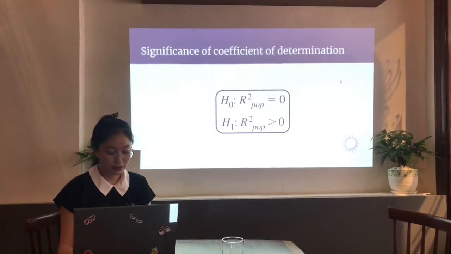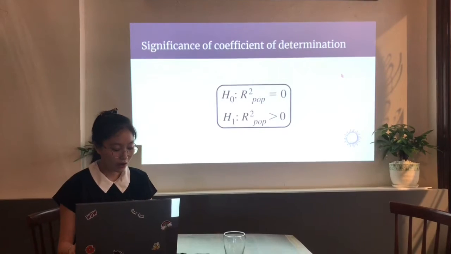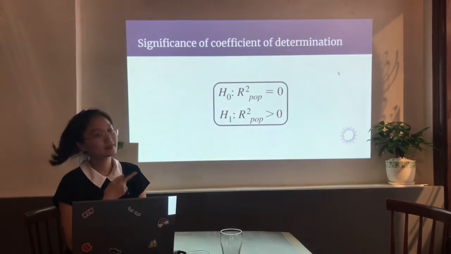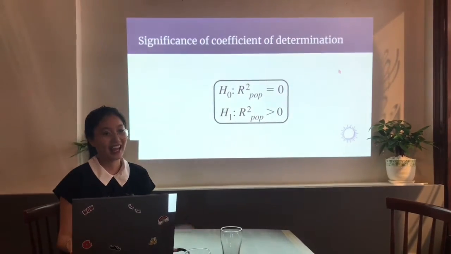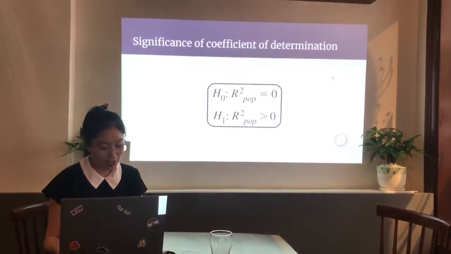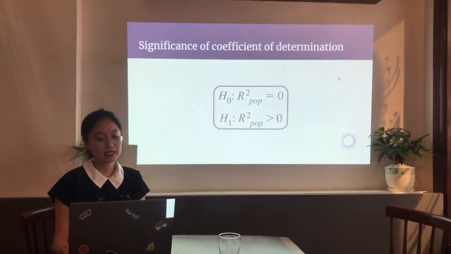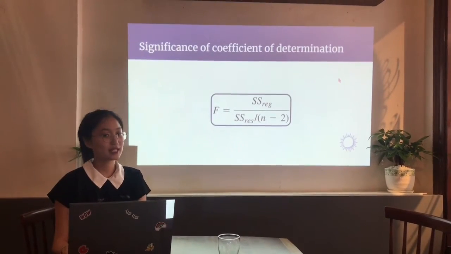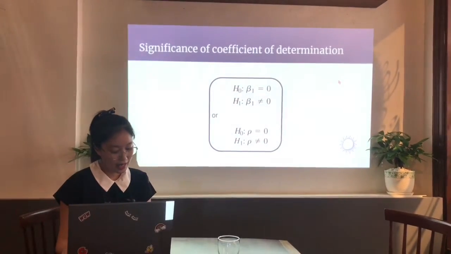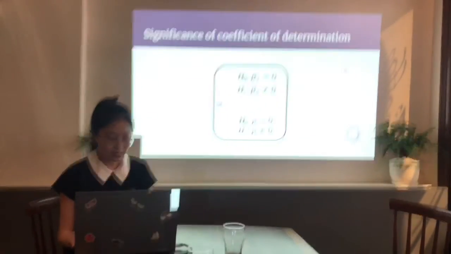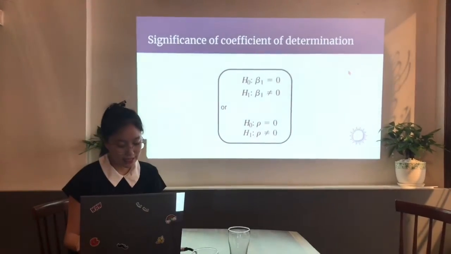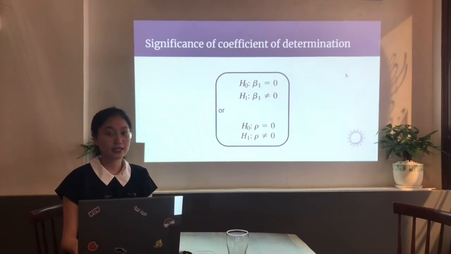Now we'll test for the significance of the coefficient of determination. The hypotheses in this case are like this, the null and the alternative hypothesis. The appropriate test statistic is the F statistic, which is this formula. And the F test for testing the significance of the coefficient of determination is equivalent to testing the following hypothesis.